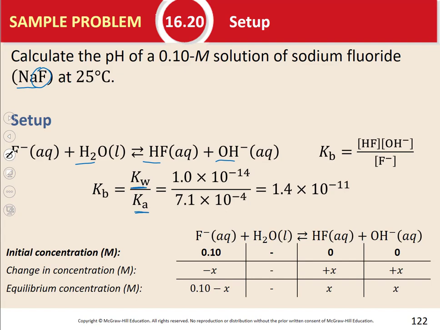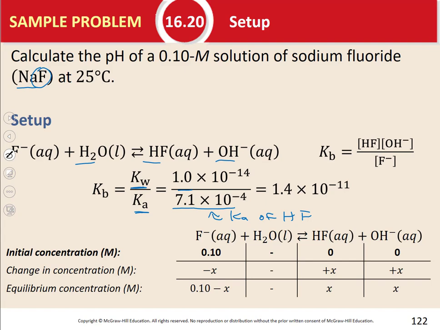So that's what we did at the very end of the last class. Kw is always 1.0 times 10 to the negative 14. Ka, so this right here, 7.1 times 10 to the negative 4th, that is the Ka of HF. Where could we find that? The table. Good. The table of weak acids from a couple of sections ago. So from that, even though we can't just look up the Kb value for fluoride, we can calculate it from its conjugate acid, in this case HF.